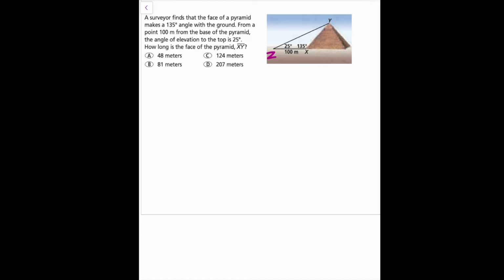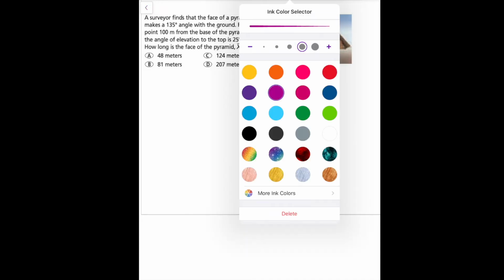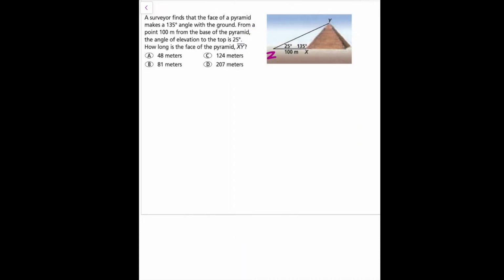So they gave you a triangle, they gave you the picture, and this is the pyramid, and the pyramid makes an angle 135 degree. The pyramid makes an angle 135 degree with the ground. Then from a point 100 meter from the base of the pyramid, so from here to here is 100 meter, the angle of elevation to the top is 25 degrees. So this angle is 25 degree.